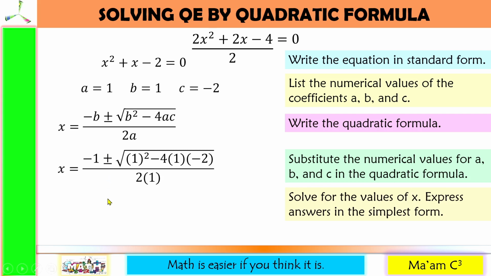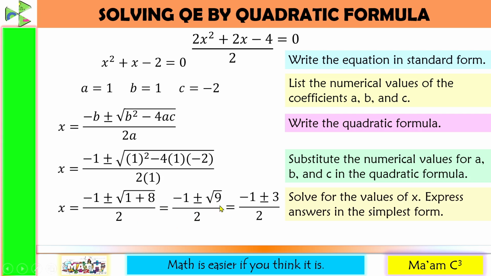So we have negative 1 plus minus the square root of 1 squared, which is still 1. Negative times negative is positive. 4 times 1 is 4. And 4 times 2 is 8. All over 2 times 1 is 2. 1 plus 8 is equal to 9. And the square root of 9 is 3.